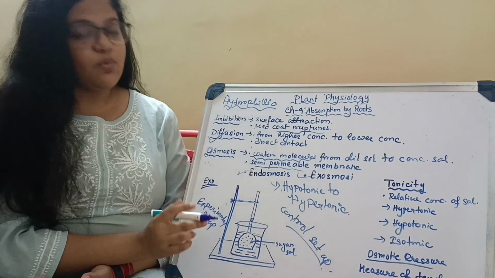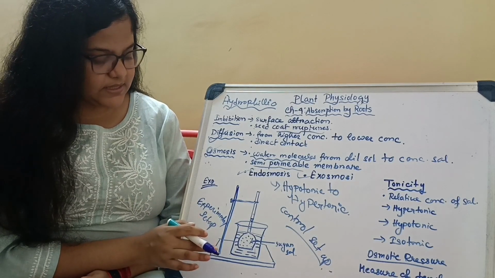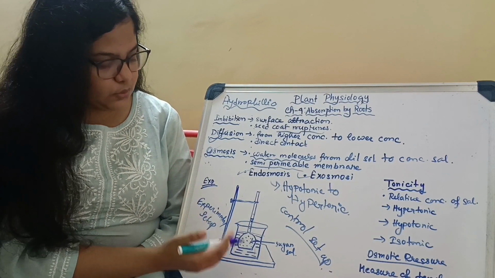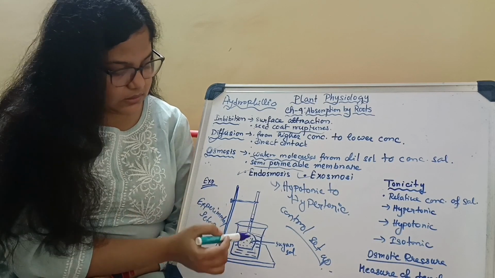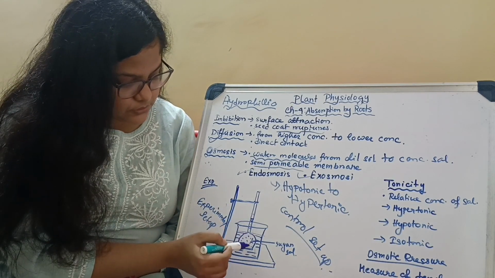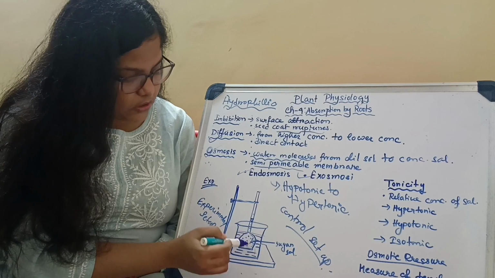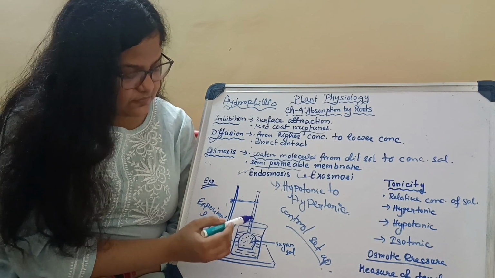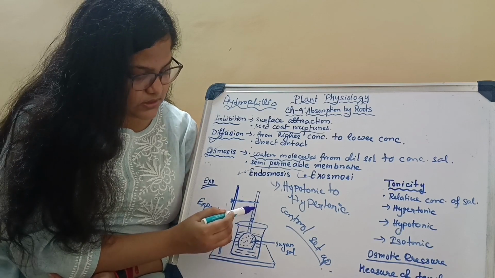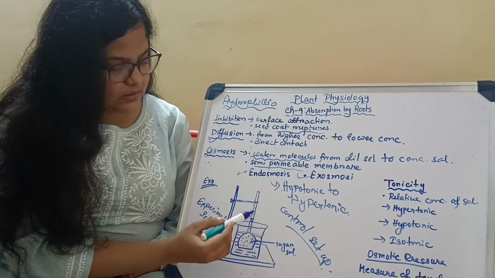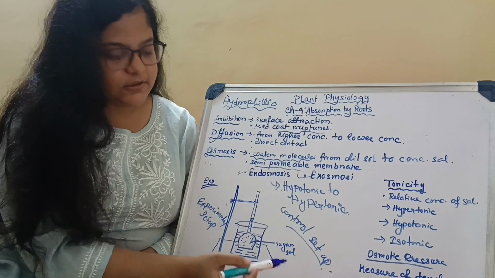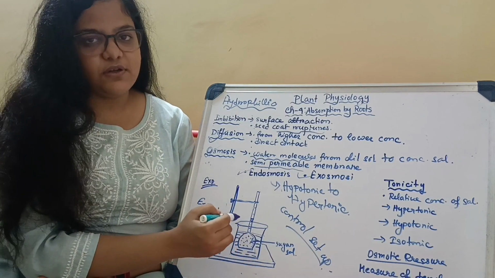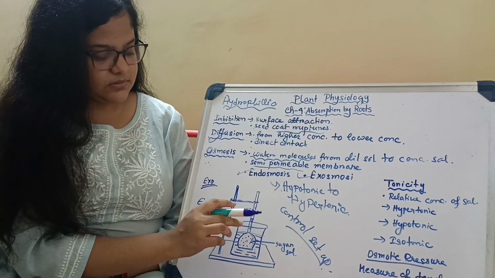Okay. Now what happens in this experiment is that after a few hours we will notice that the level of the sugar solution has increased from here to, suppose, here. But in the control setup, the level of the solution inside the thistle funnel will not increase. But why?